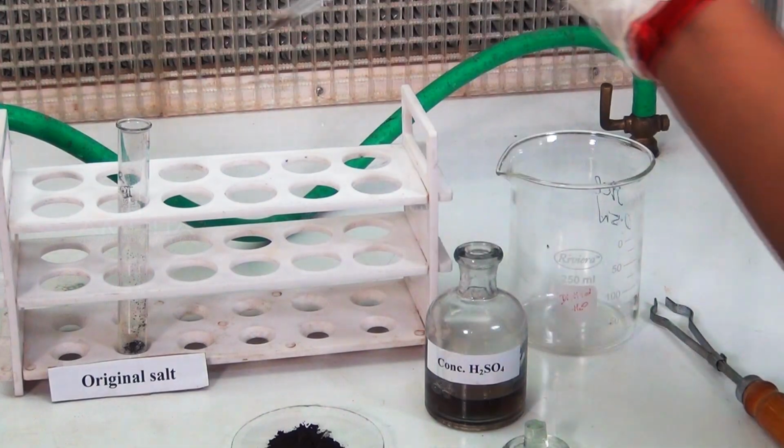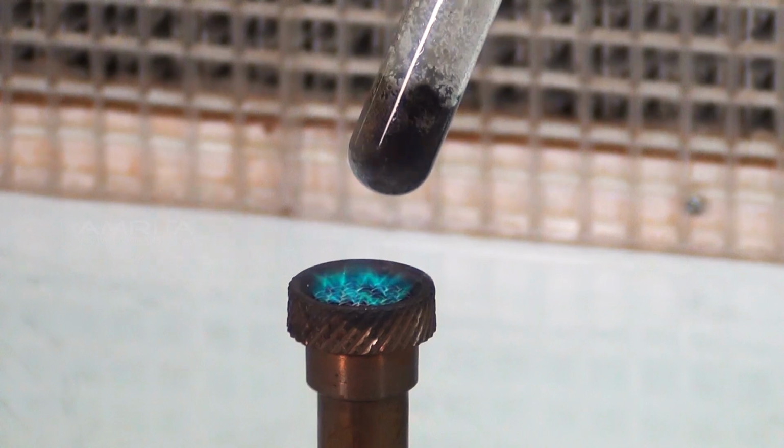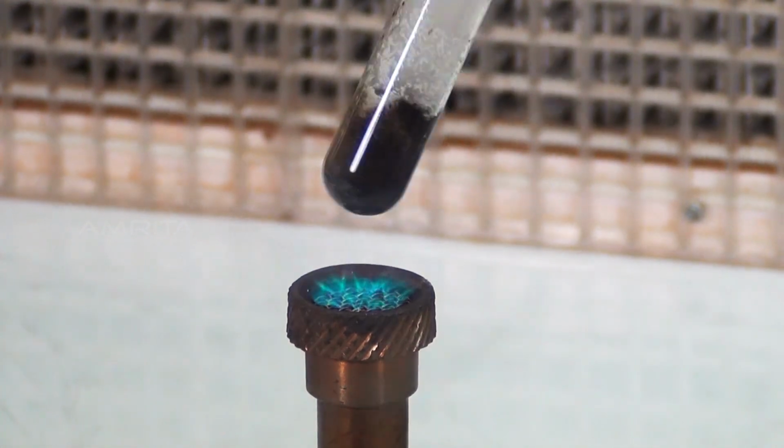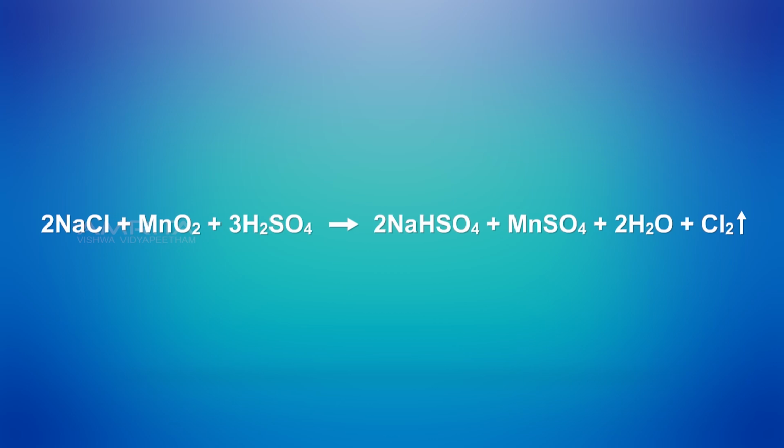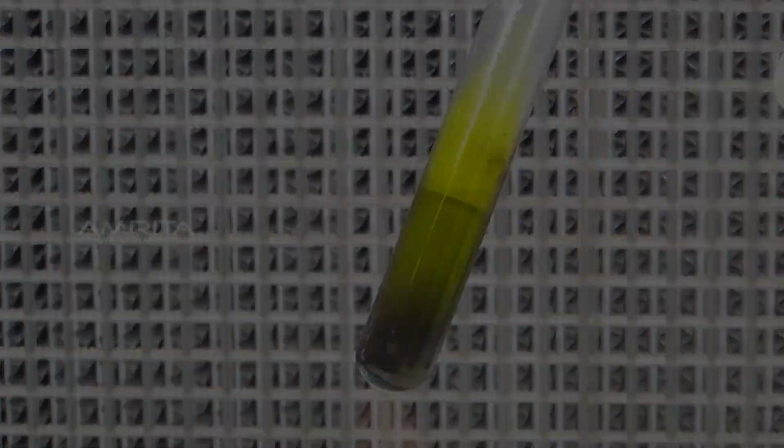Now add a few drops of concentrated sulfuric acid using the dropper. Heat the contents of the test tube over the Bunsen burner. Chloride reacts with manganese dioxide and concentrated sulfuric acid to evolve a greenish-yellow gas of chlorine.